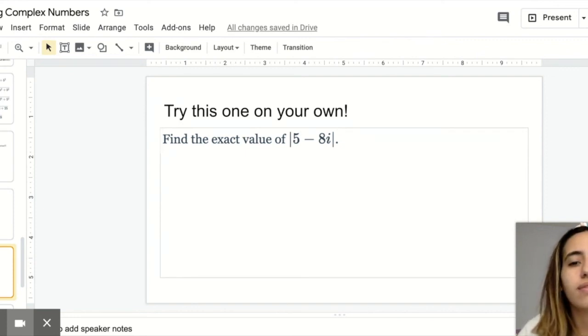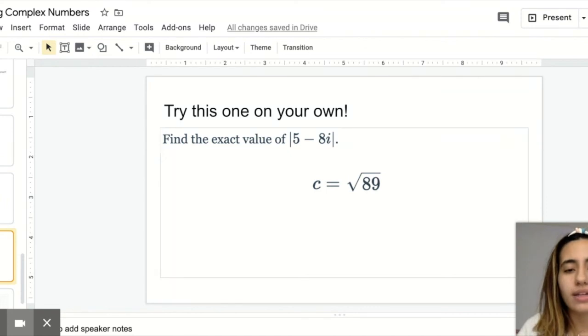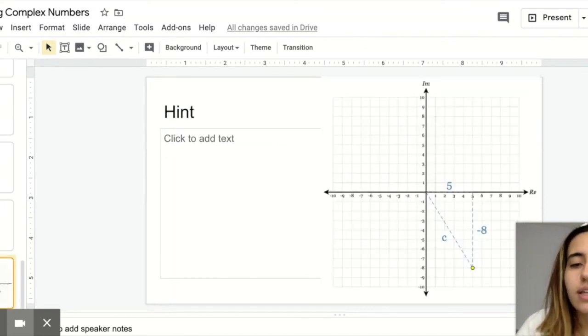All right, so you should have gotten that the modulus is the square root of 89. If you did, awesome. If you did not, then here is a hint. 5 minus 8i would be graphed just like this. So think about what formula you need to use to find that actual length, and go from there.